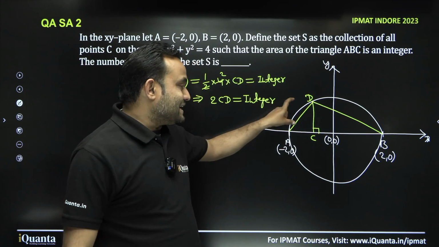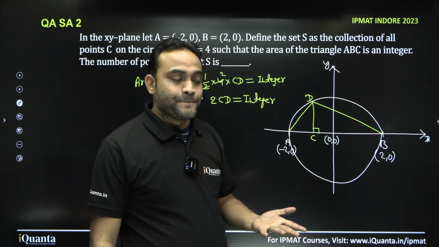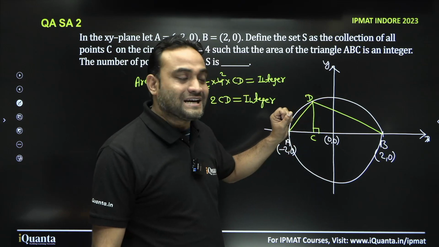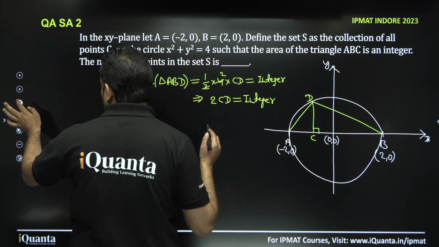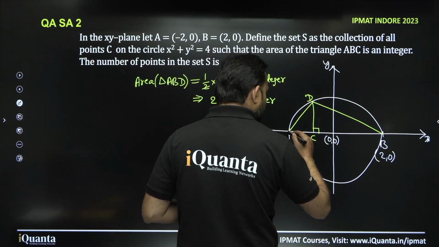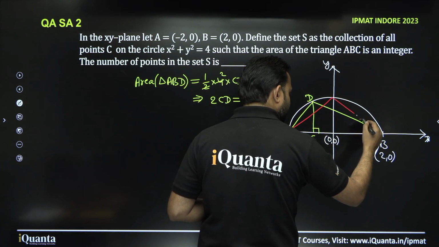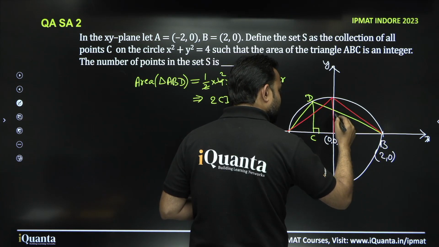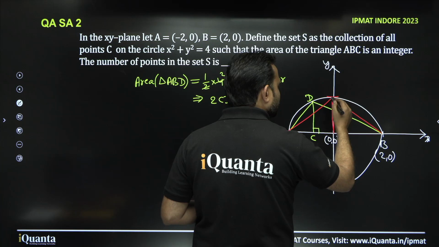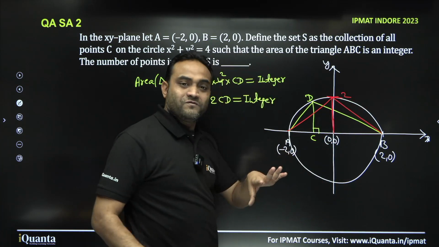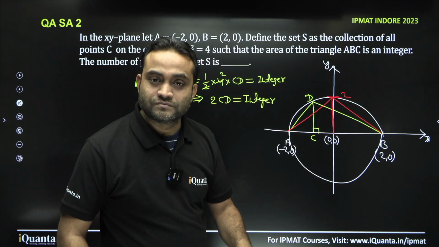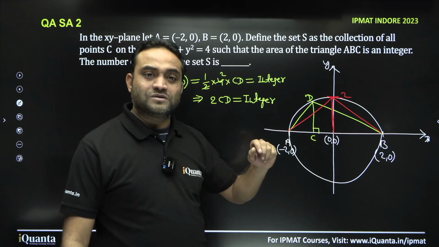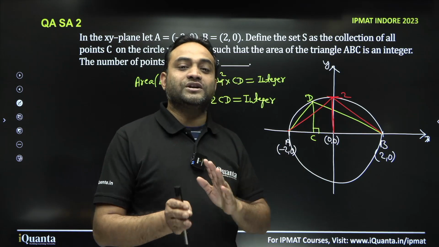तो CD की लेंथ क्या हो सकती है? Now maximum value of CD की लेंथ क्या होगी? अगर हम एक ट्रायंगल ड्रॉ करें यहाँ पे ऐसा कुछ, तो ये मेरी हाइट हो जाएगी, and in that case this will be 2. So maximum value of CD will be 2. Now ऐसी क्या वैल्यूज हम CD की ले सकते हैं कि 2 into CD will be integer?